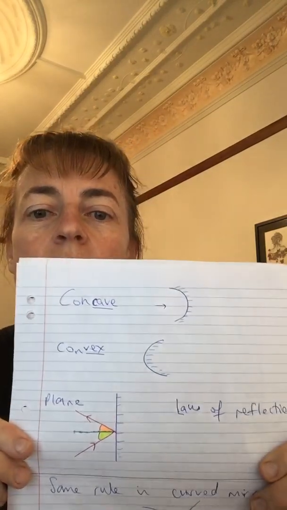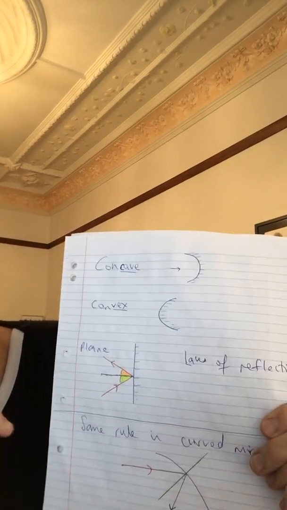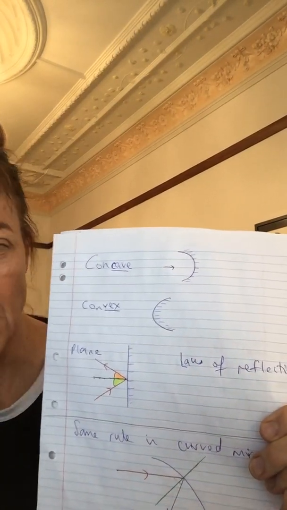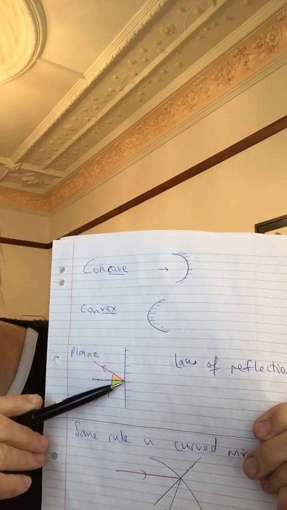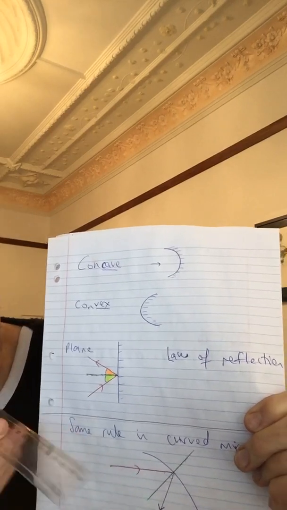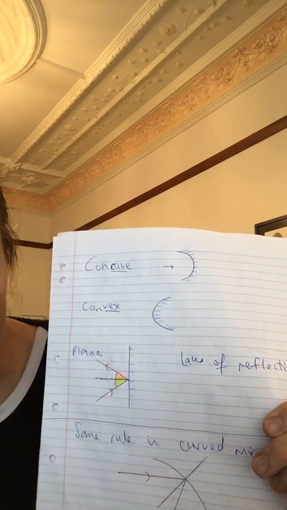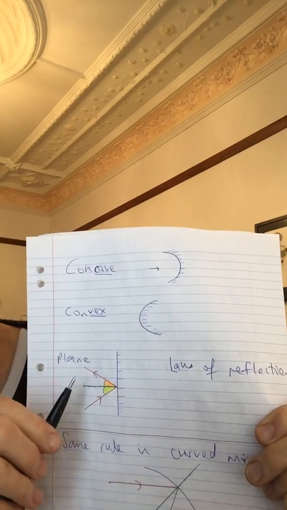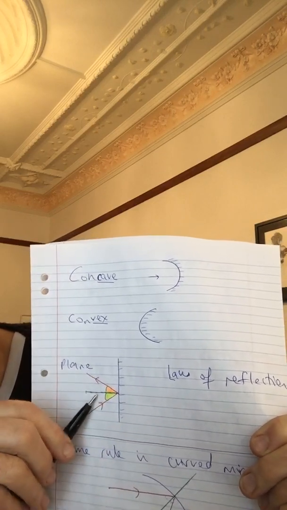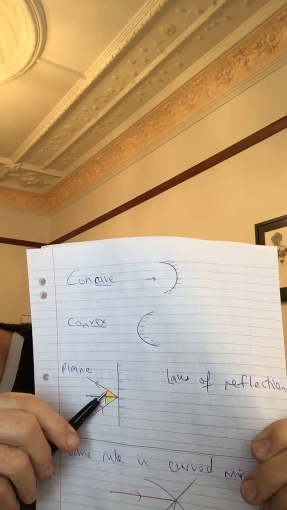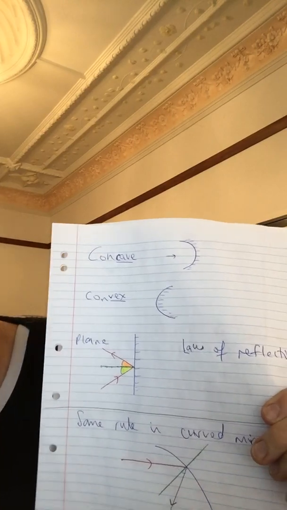So when light is coming towards a plane mirror, a flat mirror, remember we had our law of reflection. Here's the light ray going in with the arrow towards the mirror, and then we drew our imaginary line of normal, which is at 90 degrees to the mirror, and the reflected ray would come off at the same angle as the incident ray. So the angle of incidence is exactly the same as the angle of reflection when we draw an imaginary line called the normal at 90 degrees.